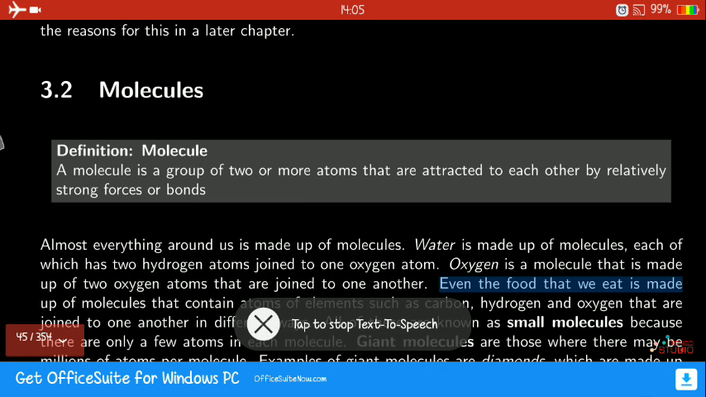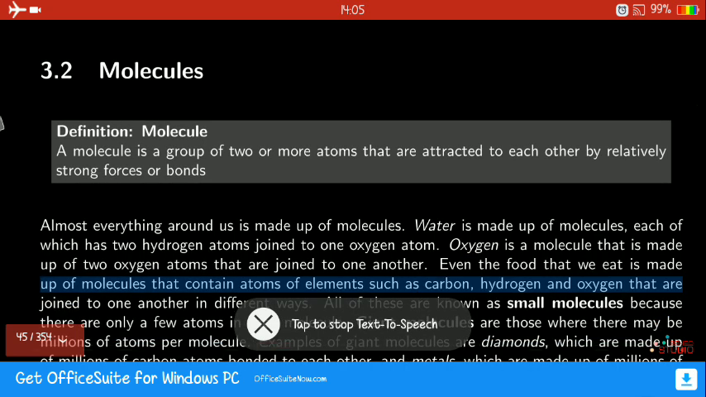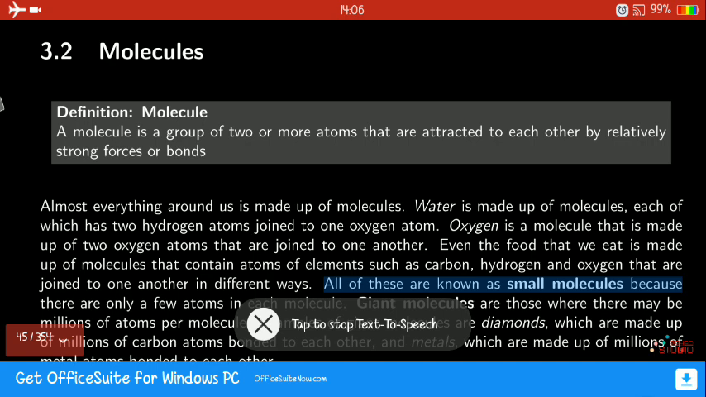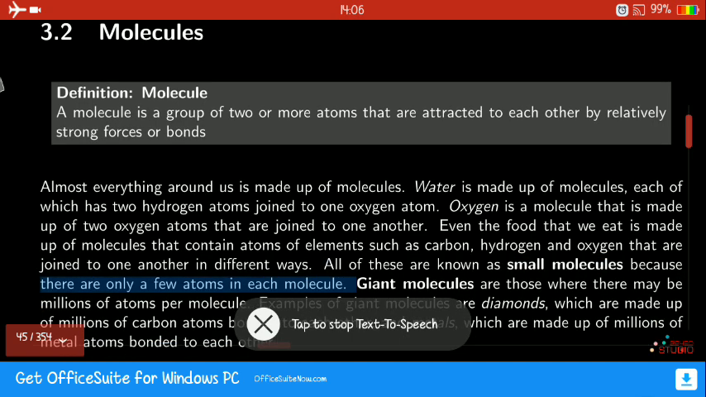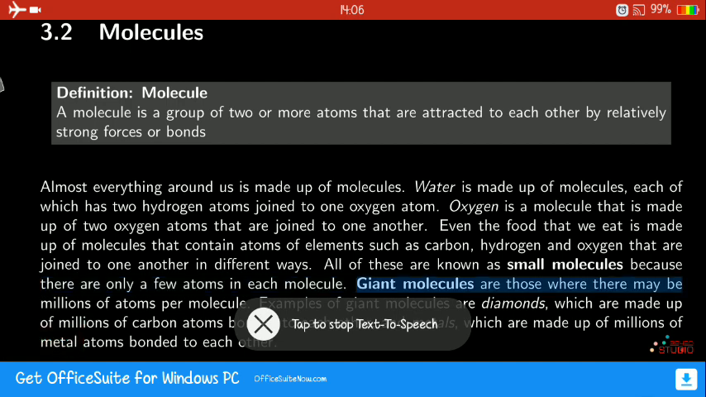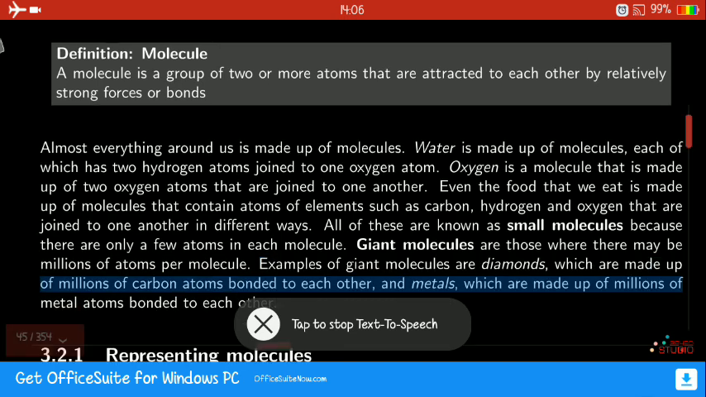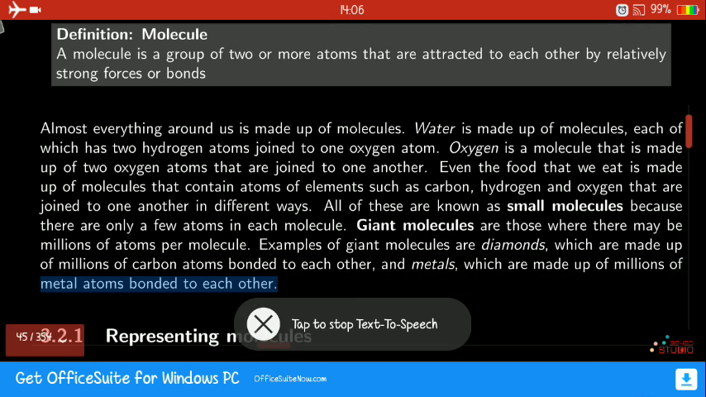Even the food that we eat is made up of molecules that contain atoms of elements such as carbon, hydrogen and oxygen that are joined to one another in different ways. All of these are known as small molecules because there are only a few atoms in each molecule. Giant molecules are those where there may be millions of atoms per molecule. Examples of giant molecules are diamonds, which are made up of millions of carbon atoms bonded to each other, and metals, which are made up of millions of metal atoms bonded to each other.